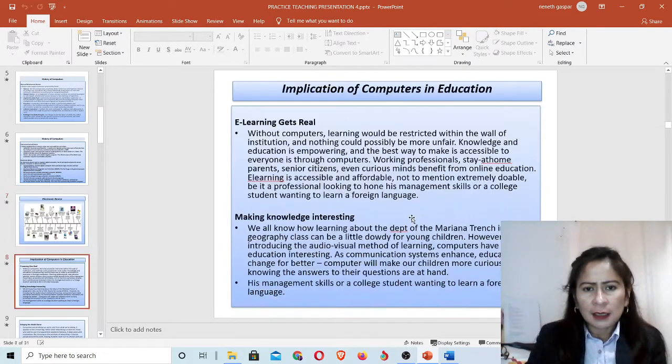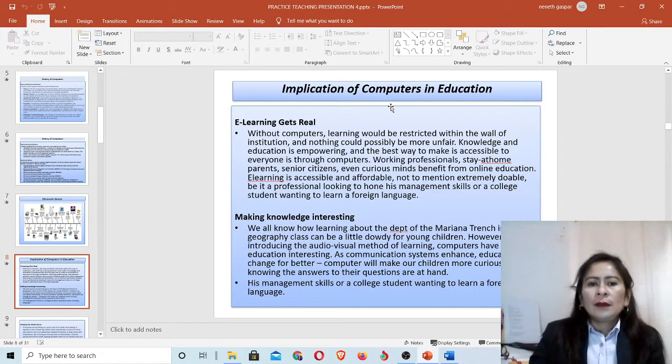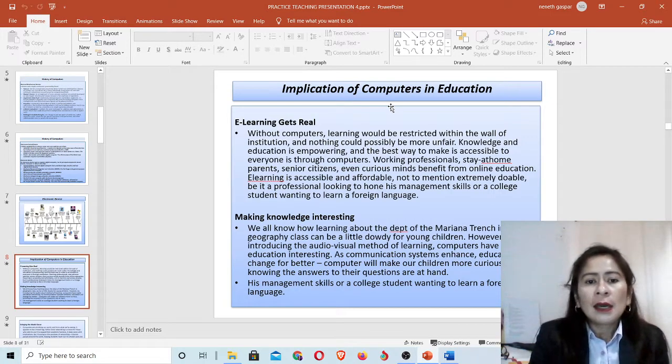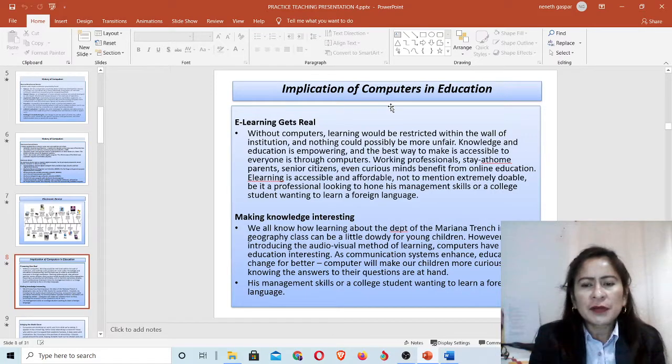Okay, and the next, application of computer in education. What are the applications of computer in education? E-learning is real. Without computers, learning would be restricted within the walls of institutions, and nothing could possibly be more unfair. Knowledge and education is empowering, and the best way to make it accessible to everyone is through computers.